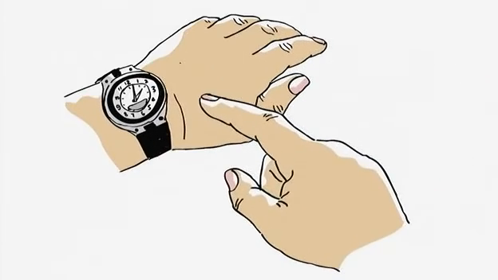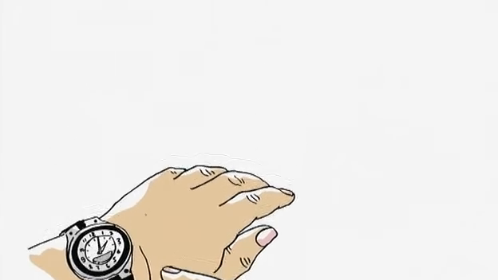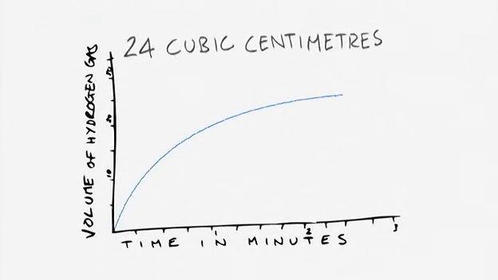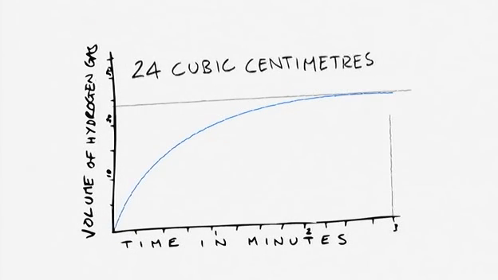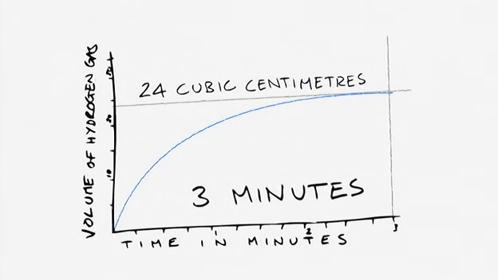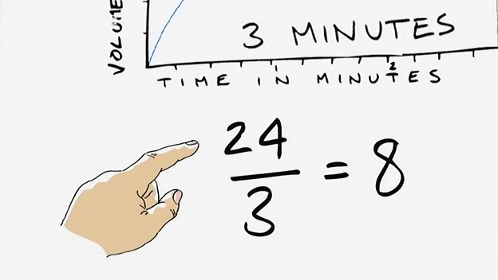The rate of a reaction is how quickly the reaction is taking place, so we need to measure the time it takes too. For example, suppose we measure a reaction between an acid and a metal, and we find that 24 cubic centimetres of hydrogen gas is produced in 3 minutes. Then the mean rate is 8 cubic centimetres of hydrogen per minute. 24 divided by 3 equals 8.